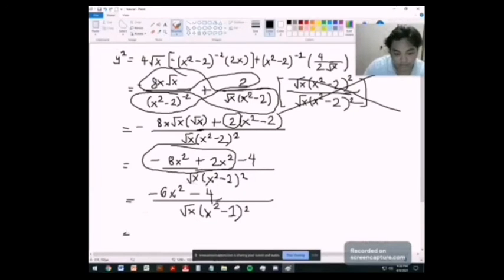We can also simplify this. So, the simplified version of this answer is 2 square root of 3x squared plus 2. And we bring down the denominator again.